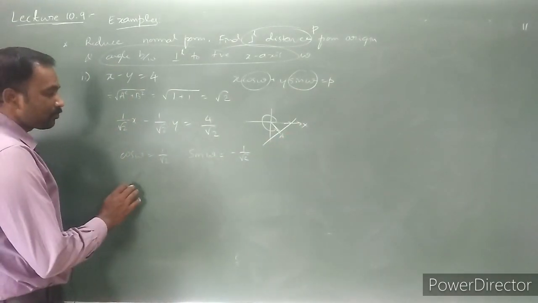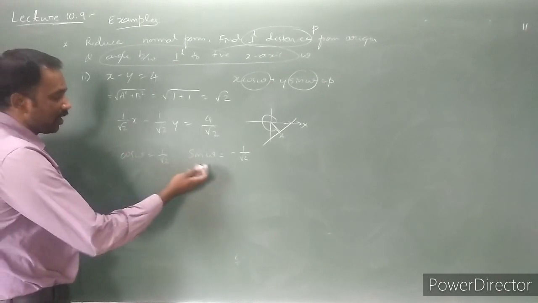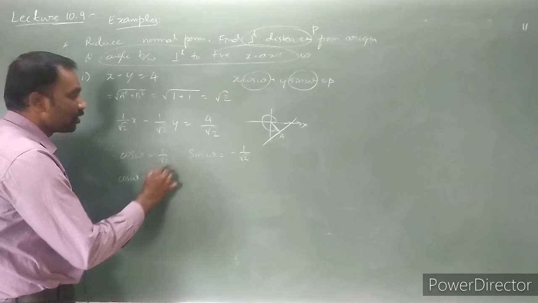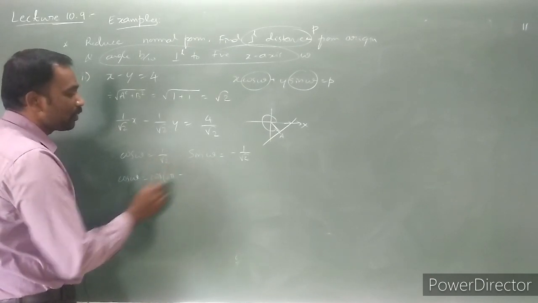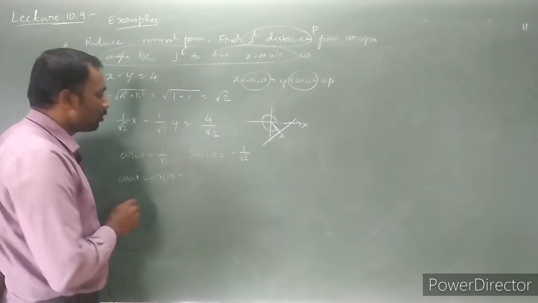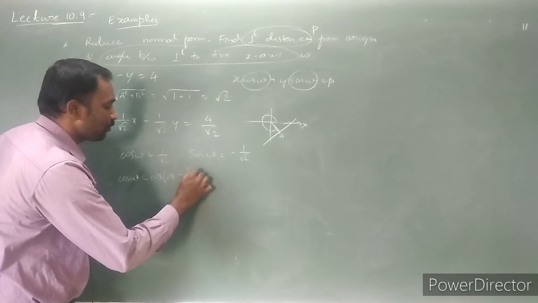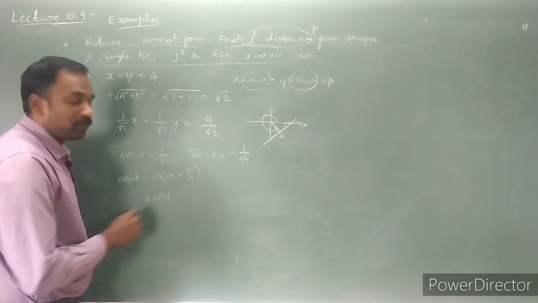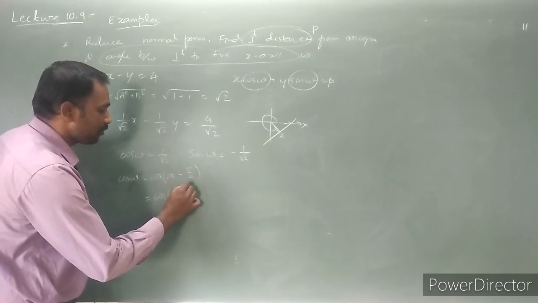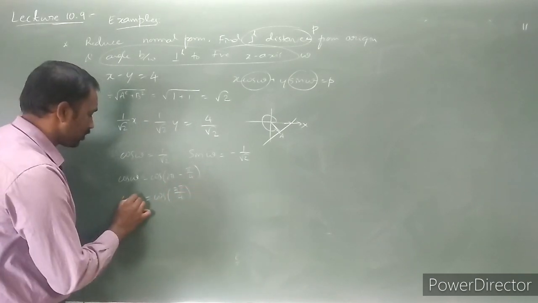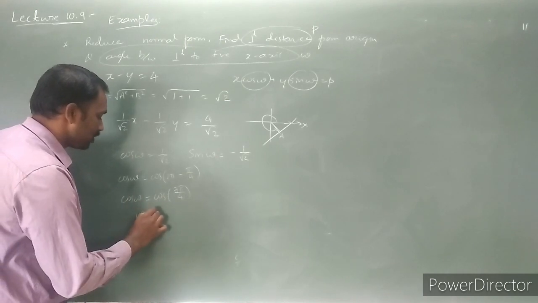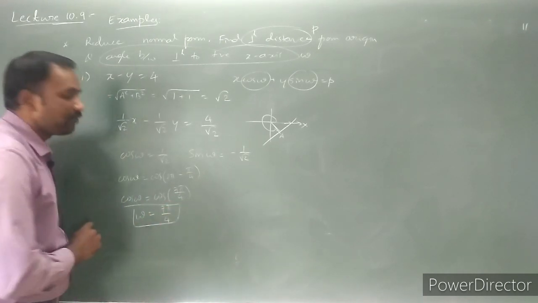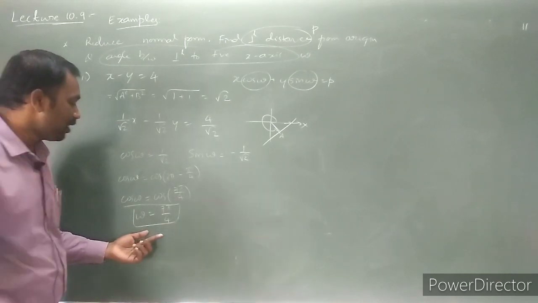What do we get? Always try to get the positive value. So cos of omega is equal to cos of the fourth quadrant value, that means 2 pi minus pi by 4, since cos of pi by 4 is 1 by root 2. So the LCM is 4, 8 pi minus pi, that is 7 pi by 4. Here, cos of omega, omega is equal to how much? 7 pi by 4. Omega is got as 7 pi by 4.